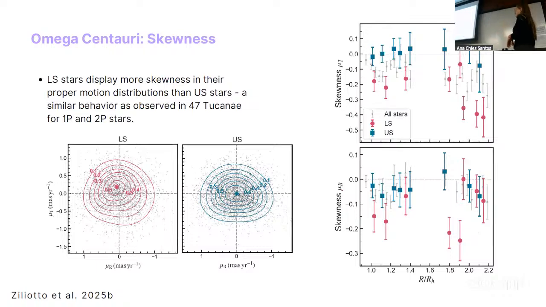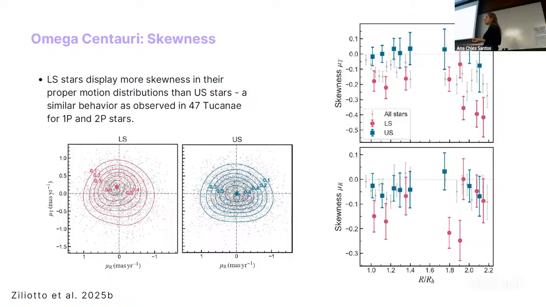We also analyze skewness for Omega Centauri. So just by plotting the proper motion distributions, like the tangential against the radial, for lower stream and upper stream stars, we can see that lower stream stars are a lot more asymmetric than upper stream stars. And we can indeed see this. Skewness is consistent with 0 for upper stream stars, both in the tangential and in the radial direction, while for lower stream stars, we have significantly stronger skewness.